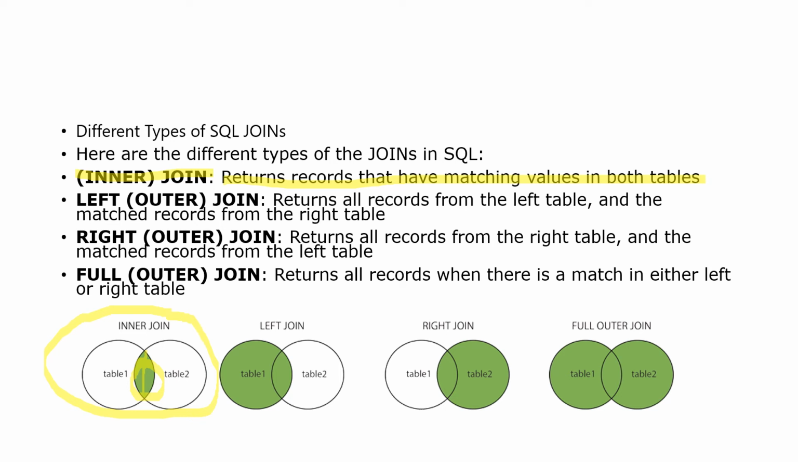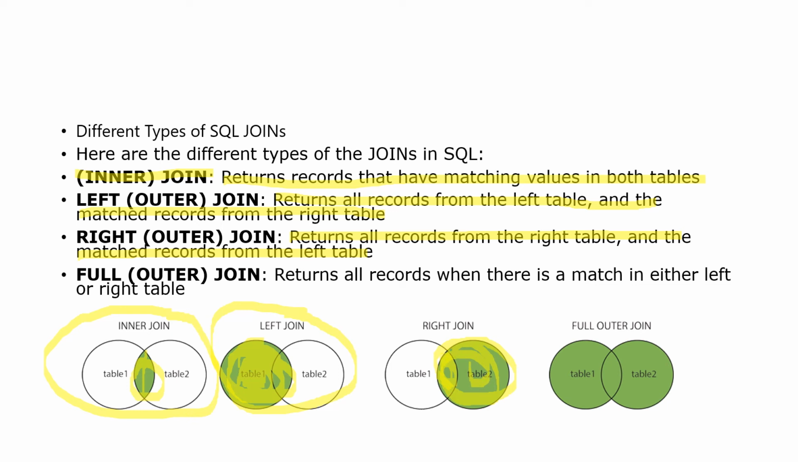Left join returns all records from the left table and matched records from the right table. So here you see graphical representation. The green area is the returned output of the query for left join, and the white area is not returned. Similarly, the right join returns all record from the right table and matched records from the left table. So these matched records are also returned, and from right table all records are returned.